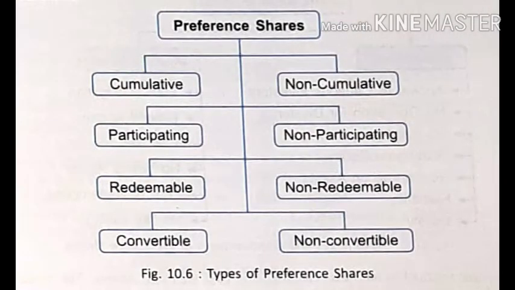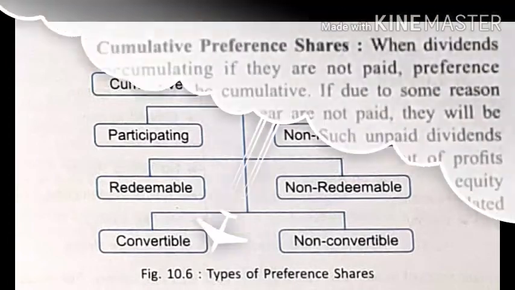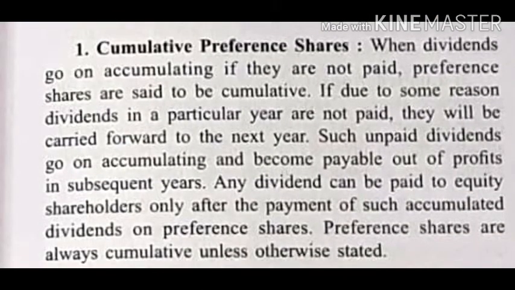You can see the chart showing the types of preference shares: cumulative, non-cumulative, participating, non-participating, redeemable, non-redeemable, and convertible, non-convertible. Next, we'll discuss cumulative preference shares. When dividends go on accumulating if they are not paid, preference shares are said to be cumulative.